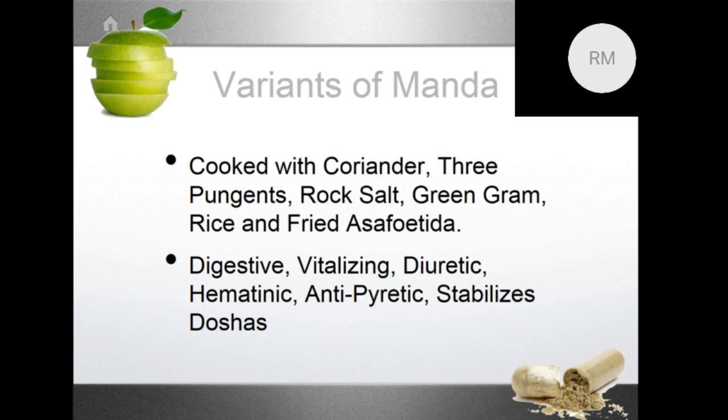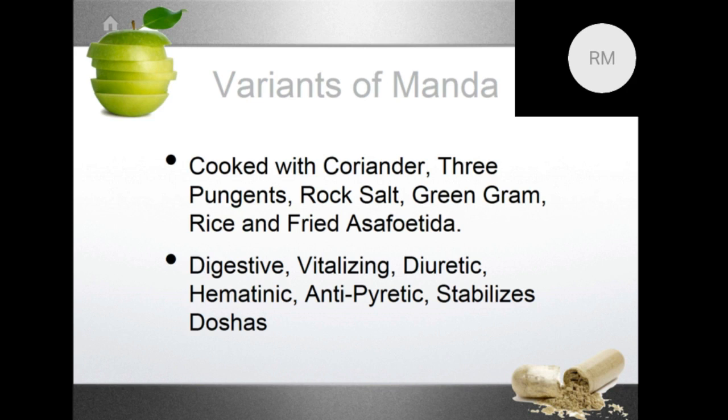So if your system has more of pitta, then we use coriander. You can add coriander to the rice water when there is pitta. If you have more of kapha, then you can add the 3 pungents. And if you have more of vata, then you can add rock salt or asafoetida. Are all these substances available in your place? So you can add different substances depending on the dosha that you want to target.